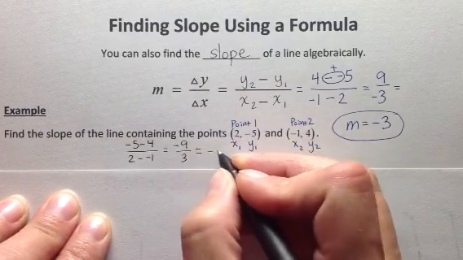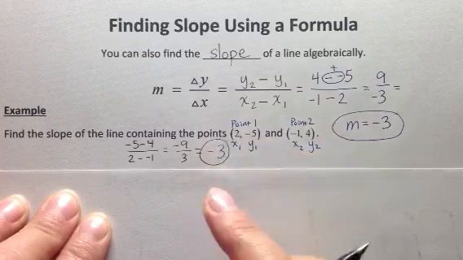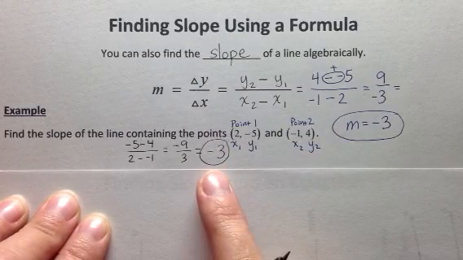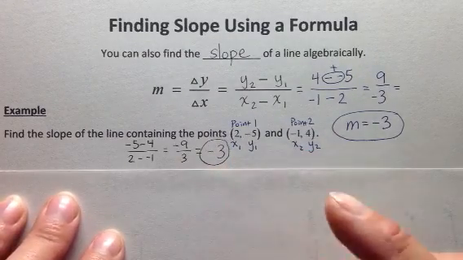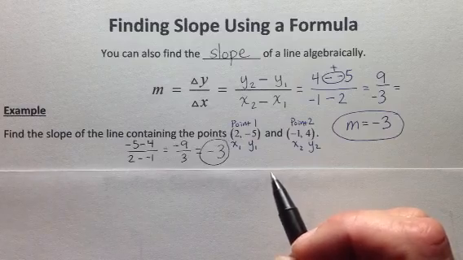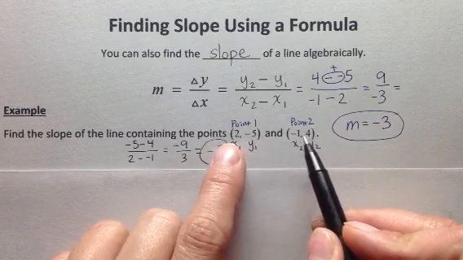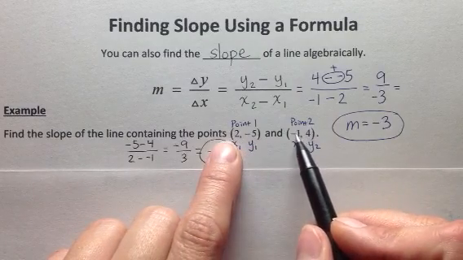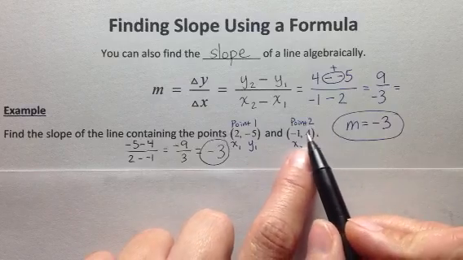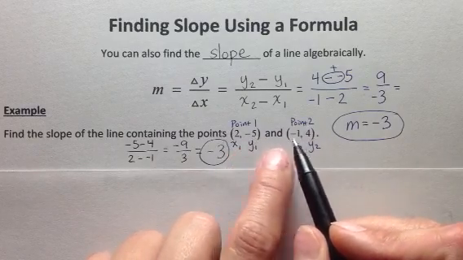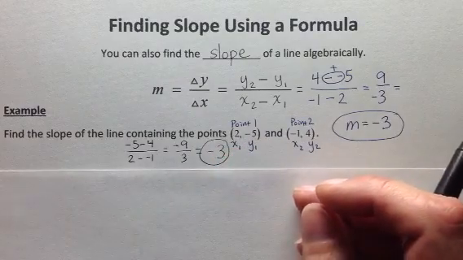And again, I got the exact same answer. I got my slope was negative 3. So it didn't matter which direction you went. What mattered is that you were consistent. If you go left to right, you've got to go left to right the second time. If you do right to left, you've got to go right to left the second time. So be consistent.